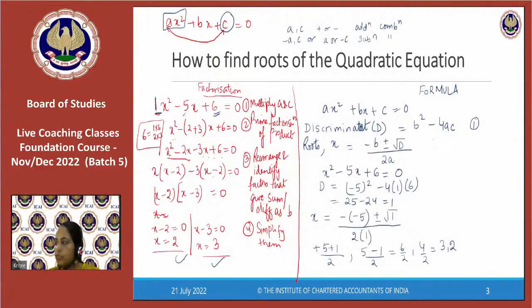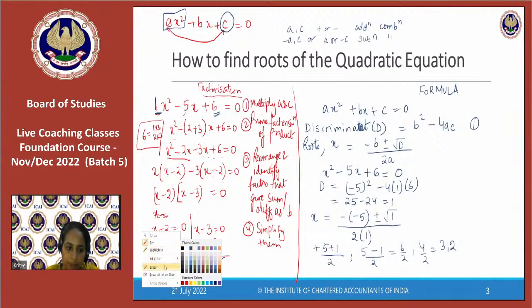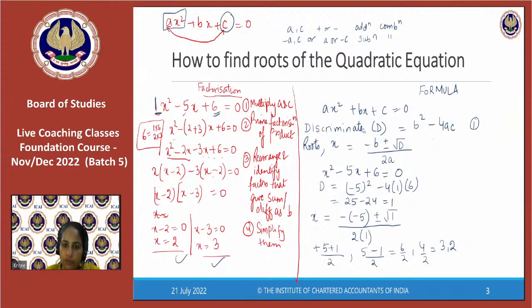So you can use either way. You can use the factorization method also. You can use the formula method also. By factorization, I'll repeat, we will split the middle term by doing the prime factorization of a into c and getting the sum or difference as the middle term. In the formula case, we find out the discriminant, which is also known as D.